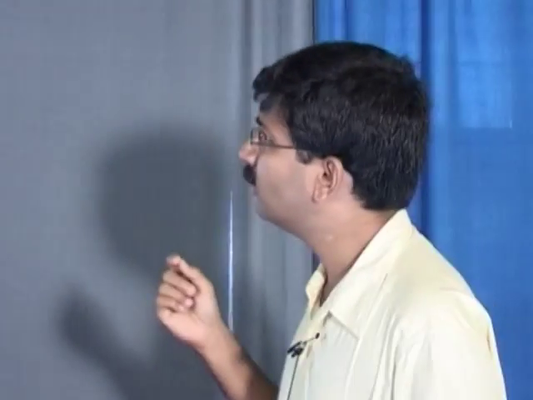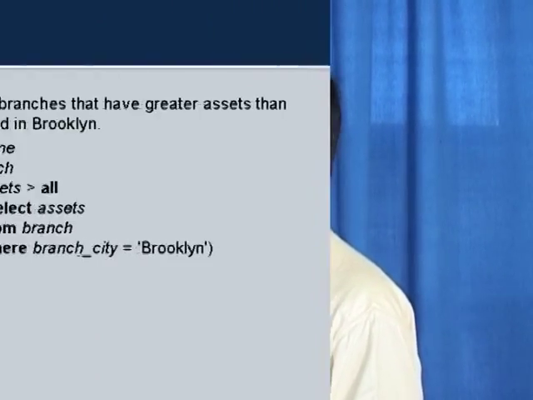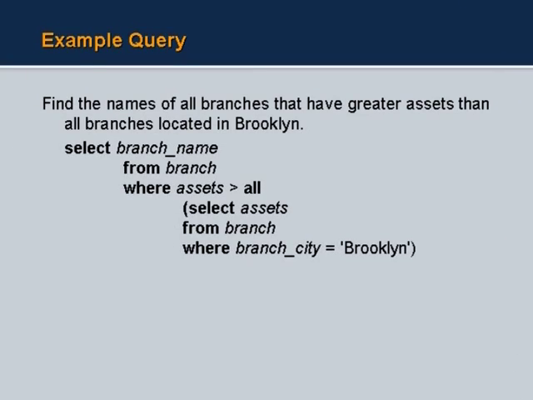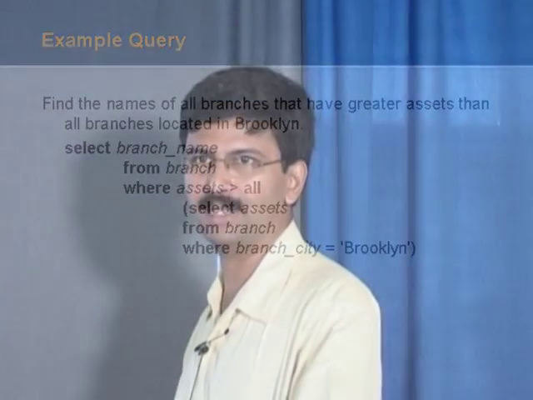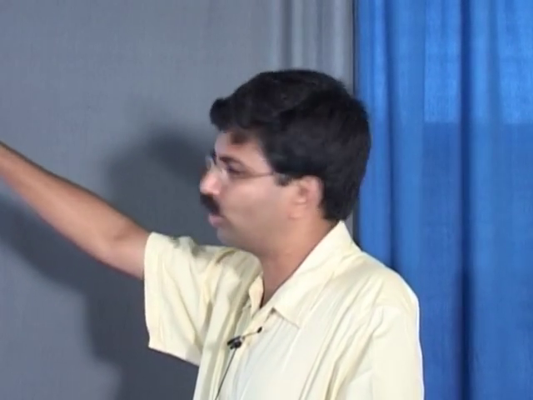If there is some branch in Brooklyn where this person does not have an account, this person should be eliminated. That's the idea. So you have a double negative. So the for all clause here, like has an account in all branches, turns into a double negative sort of thing. There should not be a branch where this person does not have an account.